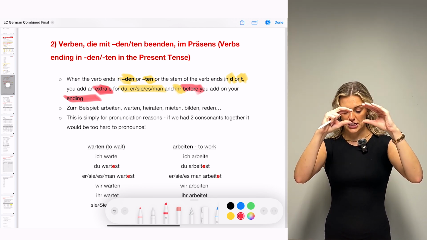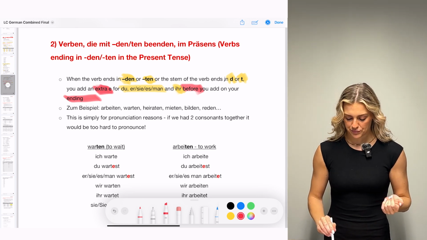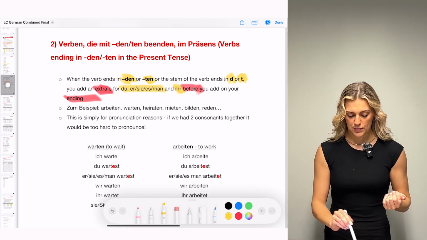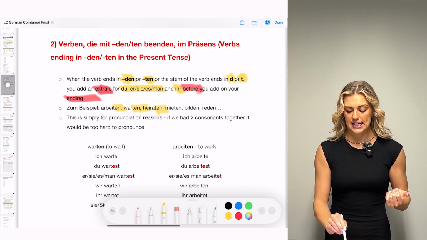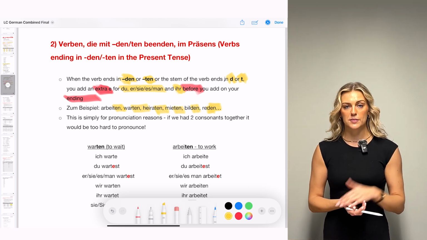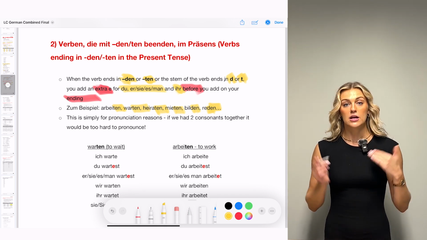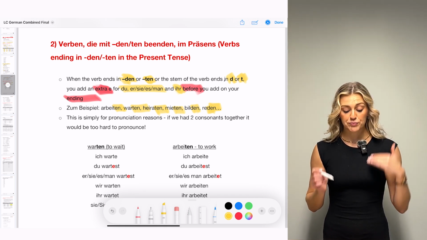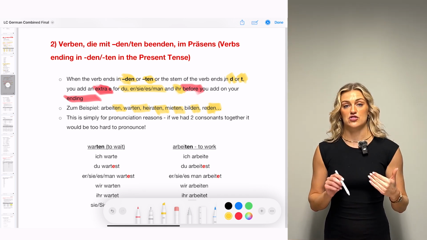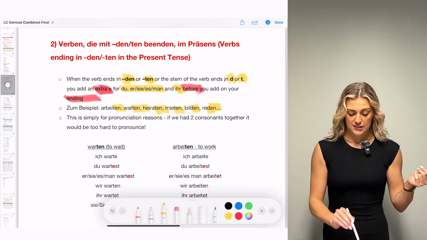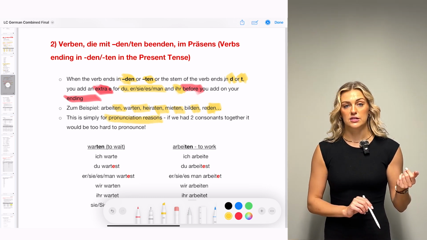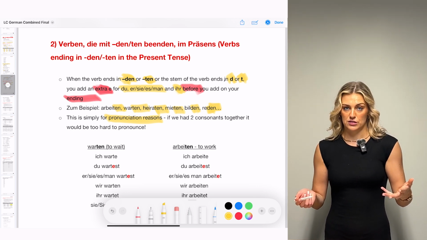We add in an extra e, okay? So zum Beispiel, if we have a verb like arbeiten, warten, heiraten, mieten, bilden, reden. Do you see all those verbs end in den or ten, okay? If you have a verb ending in den or ten, you will need to add in an extra e for du, sie, es, man, and ihr. Why, you ask? This is simply for pronunciation reasons, because it's too hard to pronounce otherwise, okay?